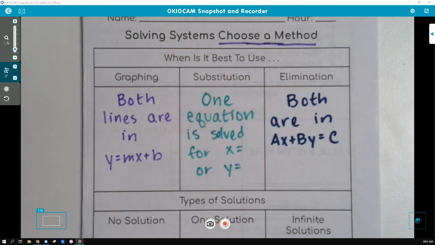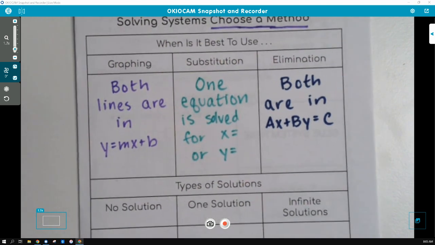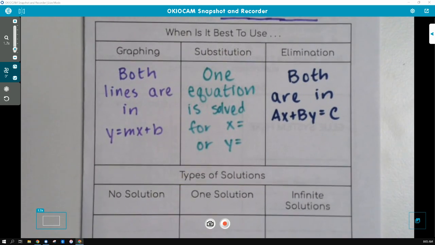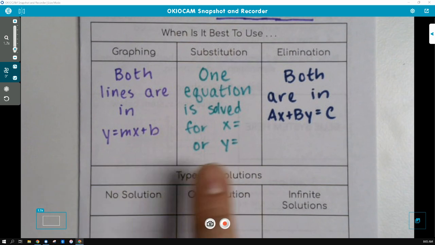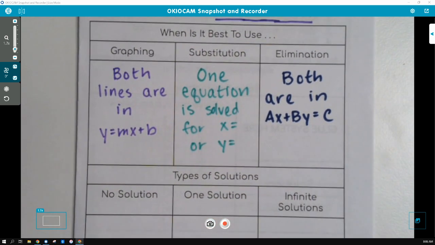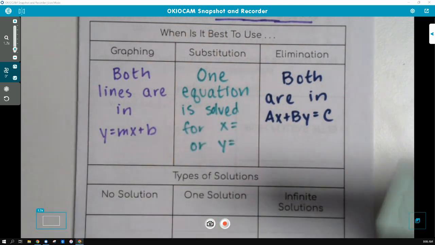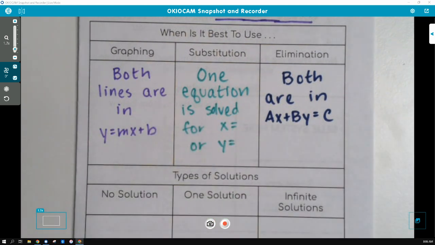Okay, then once you've got them cut out, and you can just do it on the front here, and then we'll open it up and glue them in. Start sorting your systems based on these 3 rules. So start sorting. There's going to be 2 for graphing, 2 for substitution, 2 for elimination. So take your 6 and just try to line them up and say, okay, this one would be best for graphing, or this one would be best for elimination. So go ahead and do that.